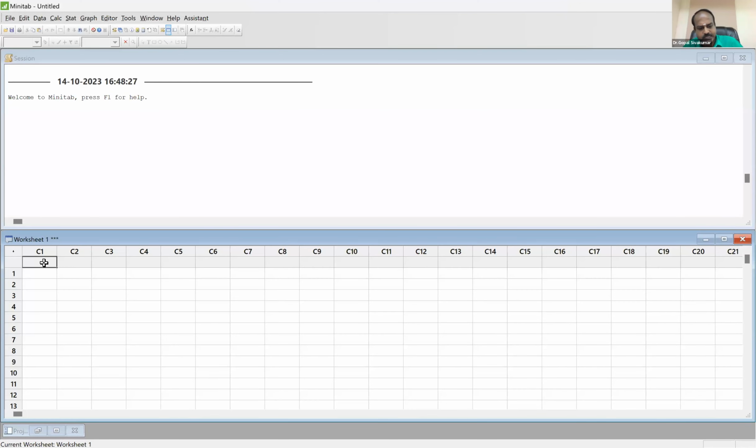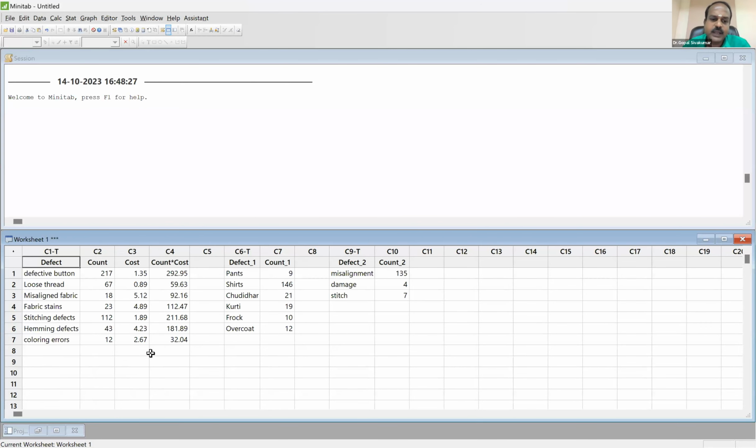So let me share the Minitab screen. This is a very user-friendly software for your Six Sigma project analysis, particularly the statistical analysis. I copy pasted the data. All of you, can you see my Minitab screen now? Yes, sir.